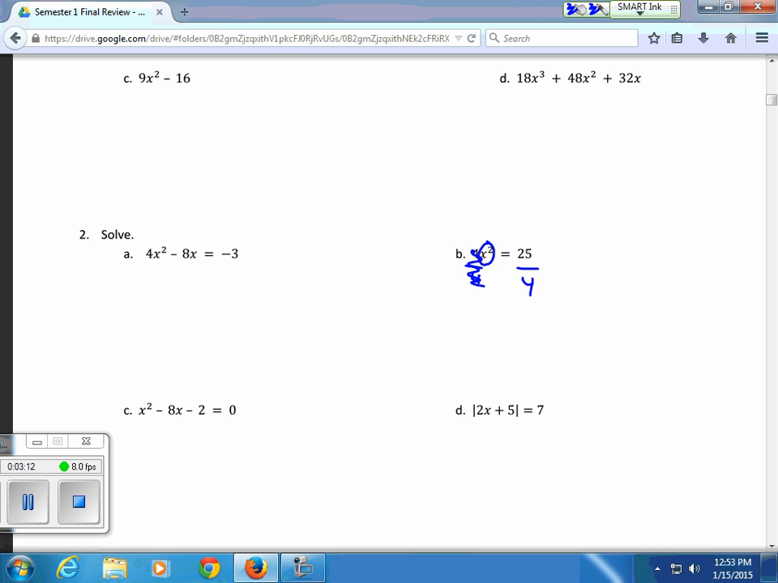Then you square root, square root, square root. And the square root of x squared is not x. It's the absolute value of x. And the square root of 25 is 5, and the square root of 4 is 2. That you can do. And then that'll remind you that absolute value that you need to have plus and minus 5 halves. Is there another way?